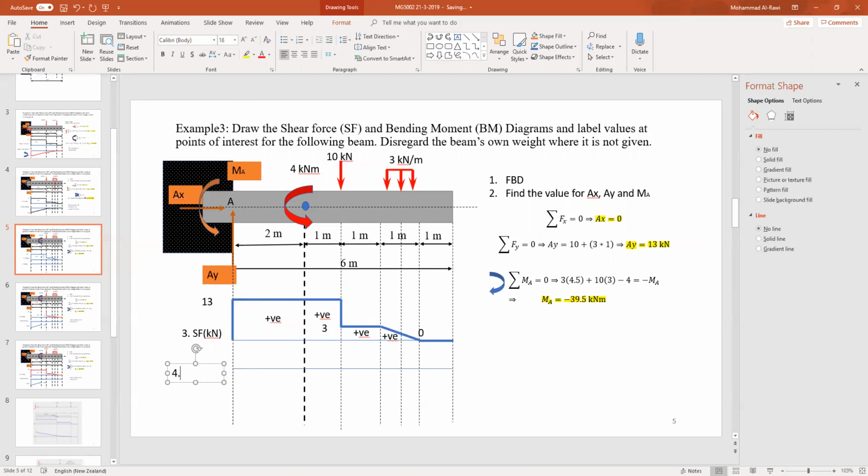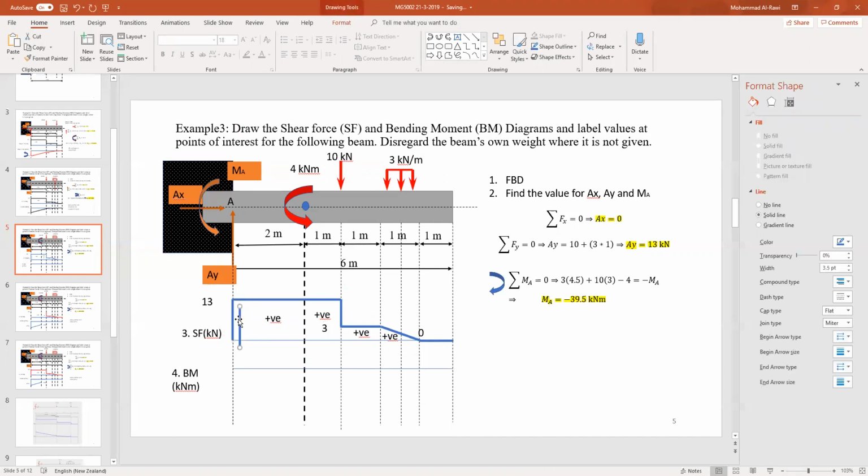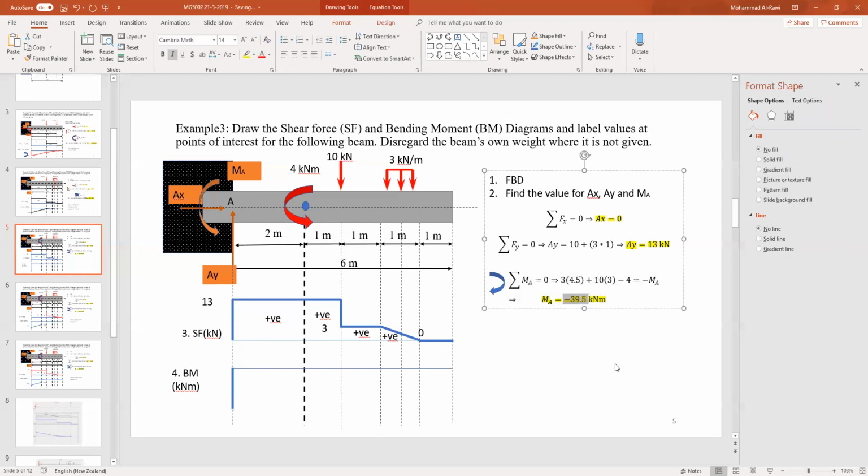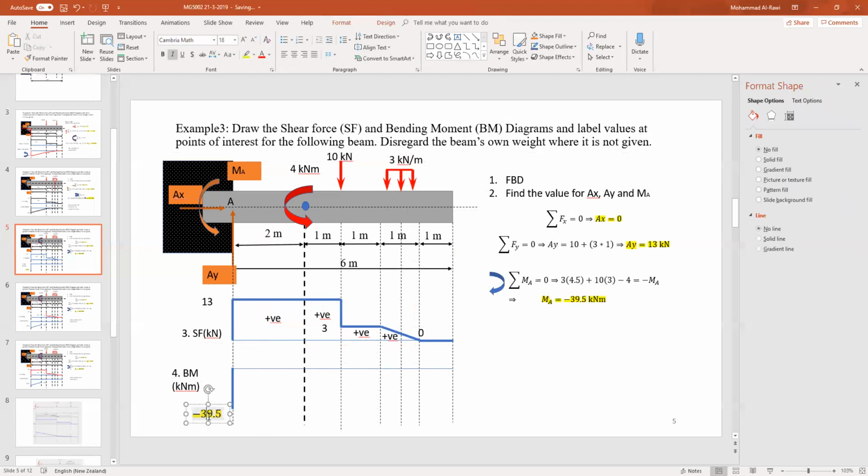So now let's try to draw the bending moment diagram. So for this, it's bending moment, unit is kilonewton meters. Because the moment area is negative, therefore I will go with a negative value here, and we just write that value to be equal to negative 39.5. So I'll write this on the side so you understand what we're trying to achieve here.